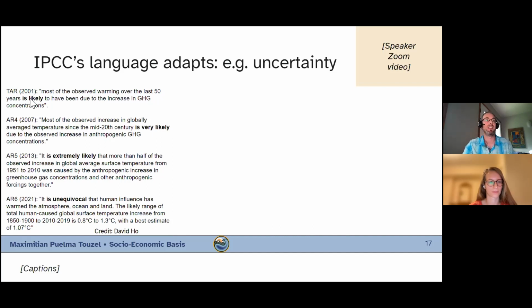So in 2001, the report says that the connection is likely. In 2007, it says it's very likely. 2013, it says it's extremely likely. And in 2021, it says it's unequivocal. And it gives more concrete ranges of estimates and so on. This demonstrates that it's trying to incorporate more quantification, more clarity. So it's interesting to see the language of how we frame the narrative becoming more crystallized and more clear, and to think about what factors go into that process.